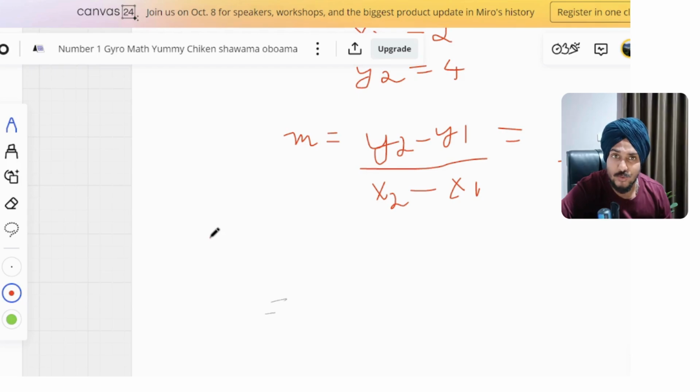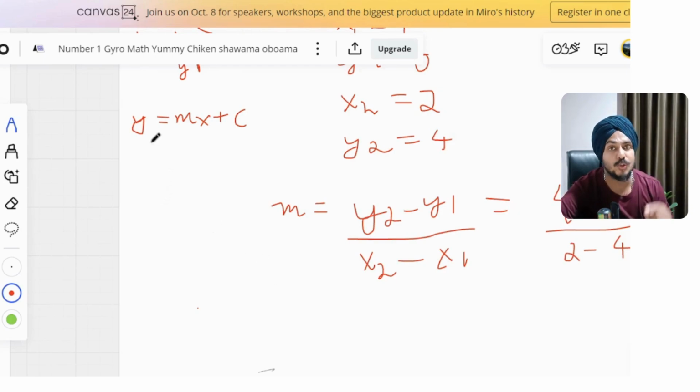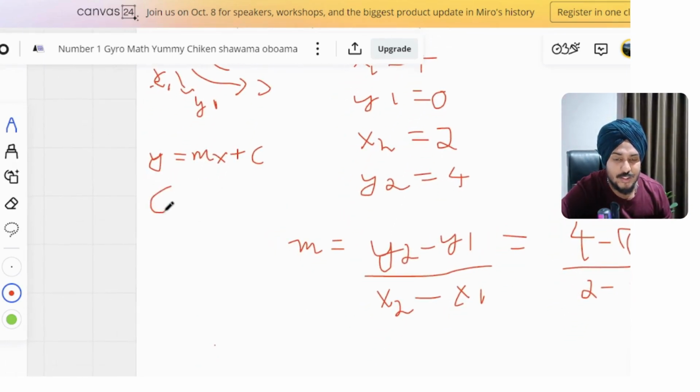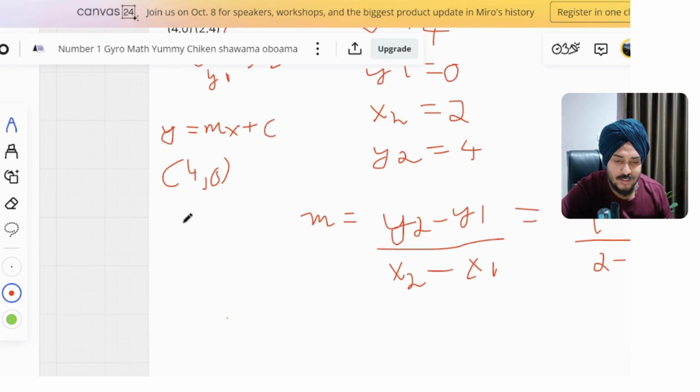Now, how do you get to the equation? What you know is that the equation is y is equal to mx plus c. You need to find out c now. What you can do is you can use any point. Let's say I'm going to use this point, 4, 0, in this equation, okay? So 4 means x, by the way.